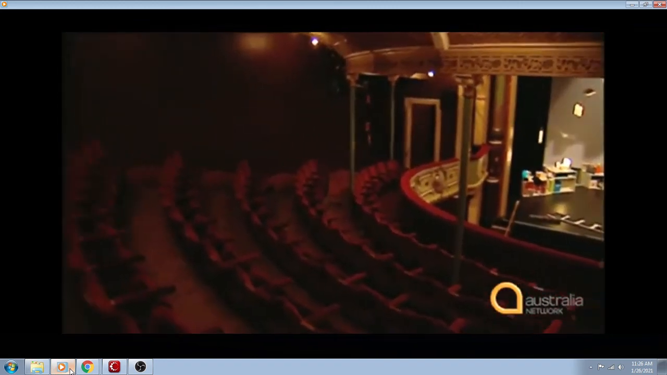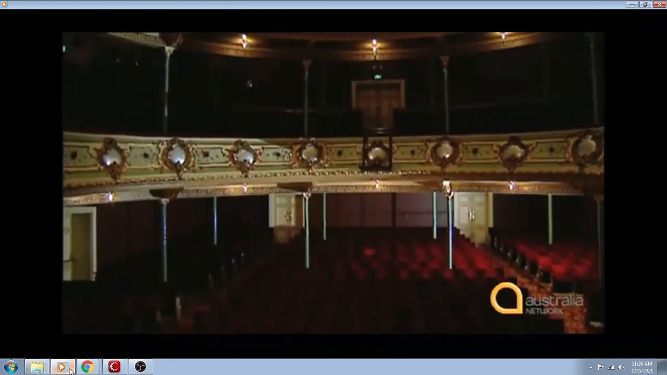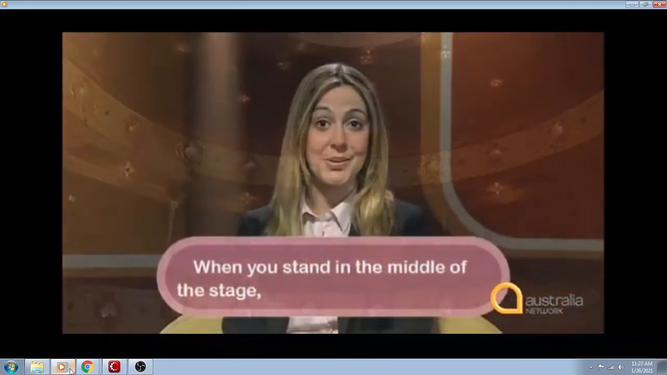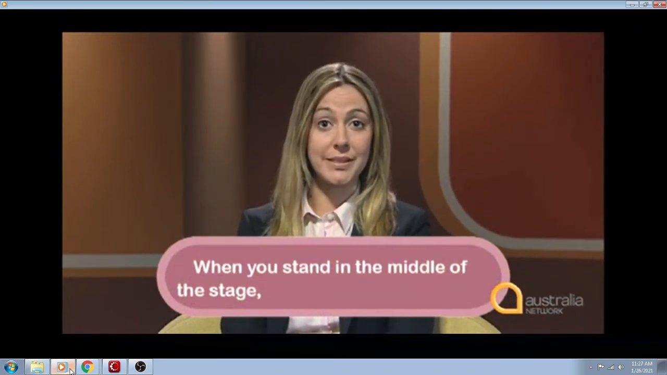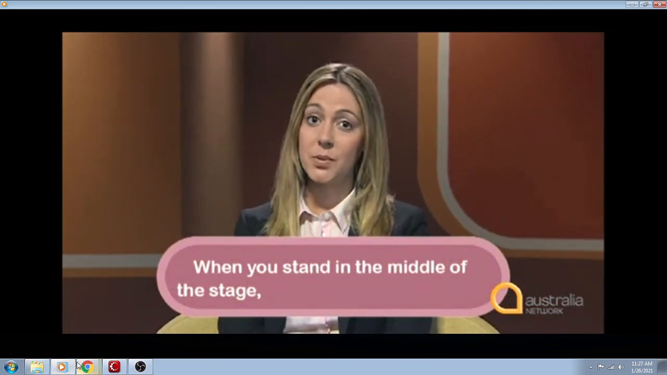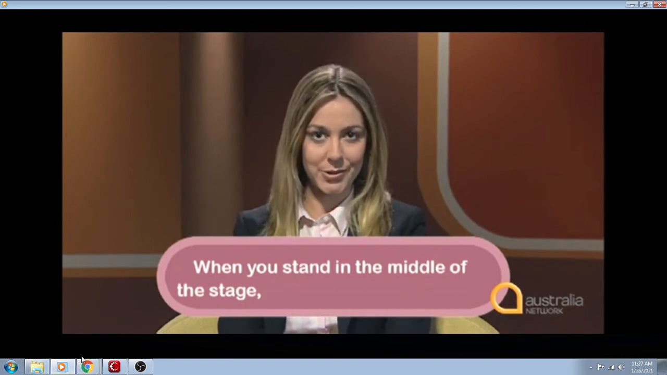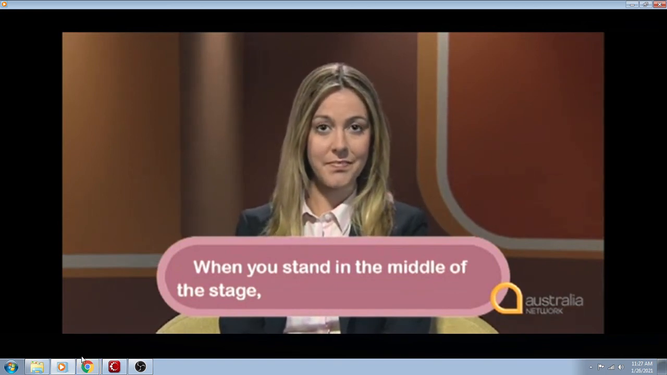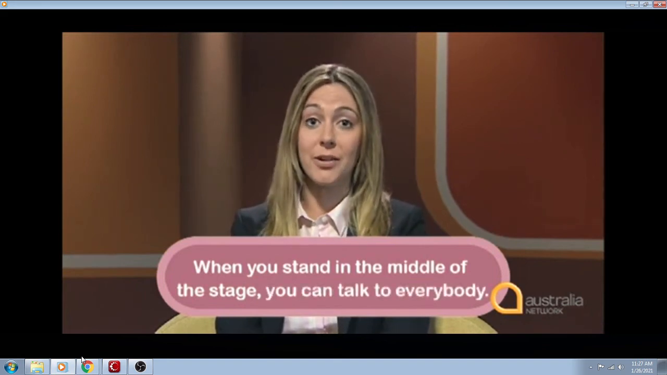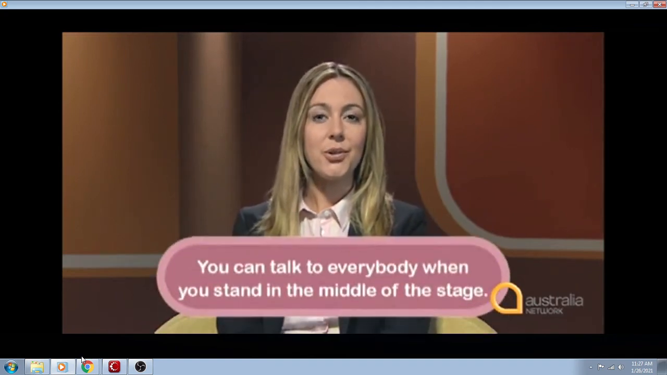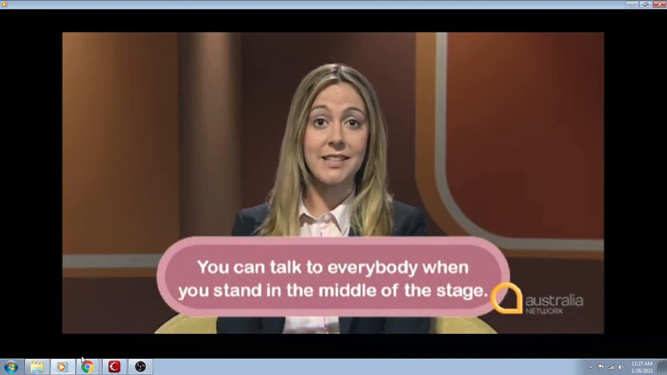Here is another complex sentence. When you stand in the middle of the stage, you can talk to everybody. When you stand in the middle of the stage. That's a dependent clause. It needs another simple sentence or independent clause to make sense. When you stand in the middle of the stage, you can talk to everybody. You can even change the order of the clauses and say, you can talk to everybody when you stand in the middle of the stage.